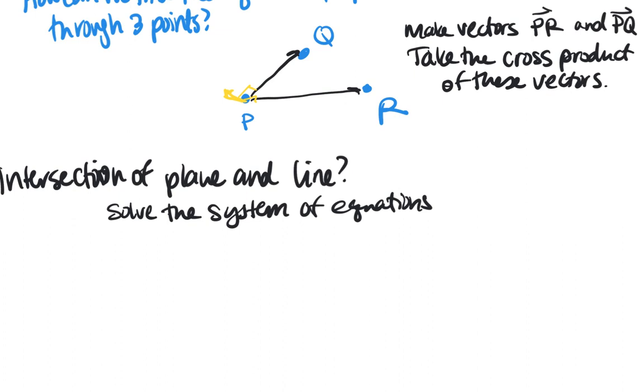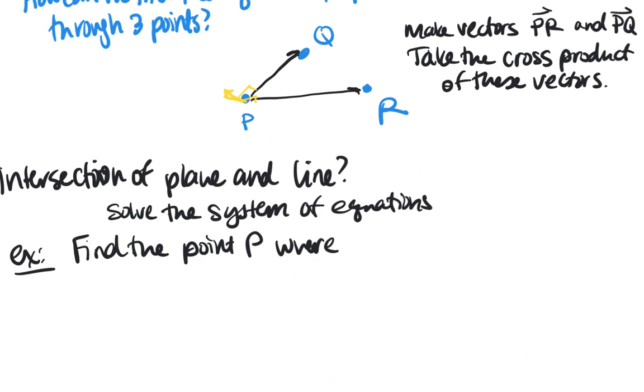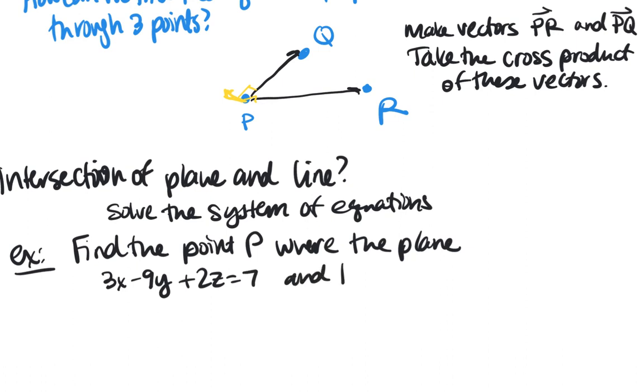Let's see if I can find a quick example. Find the point P where the plane 3x minus 9y plus 2z equals 7 and the line r of t equals, it's going to be 1 minus 2t, 2, and then 1 minus t. Okay, so we want to find the intersection of those two.